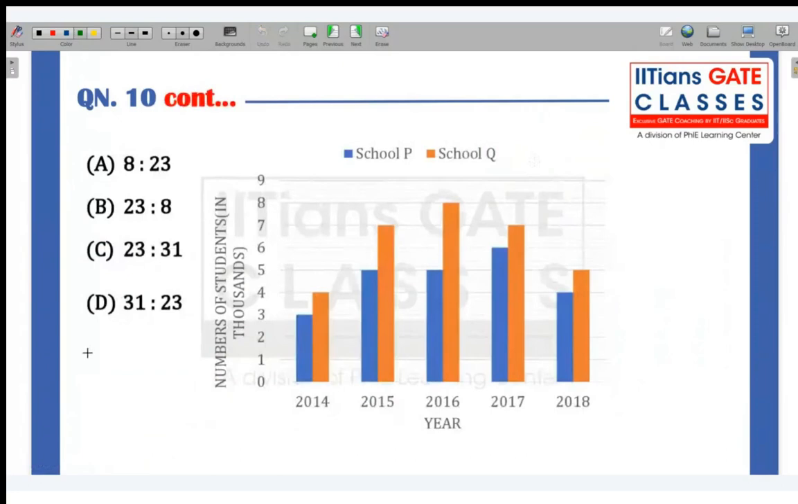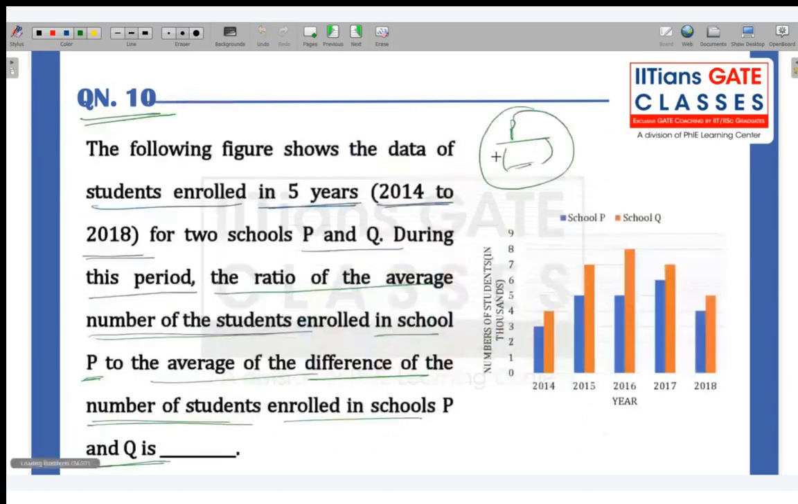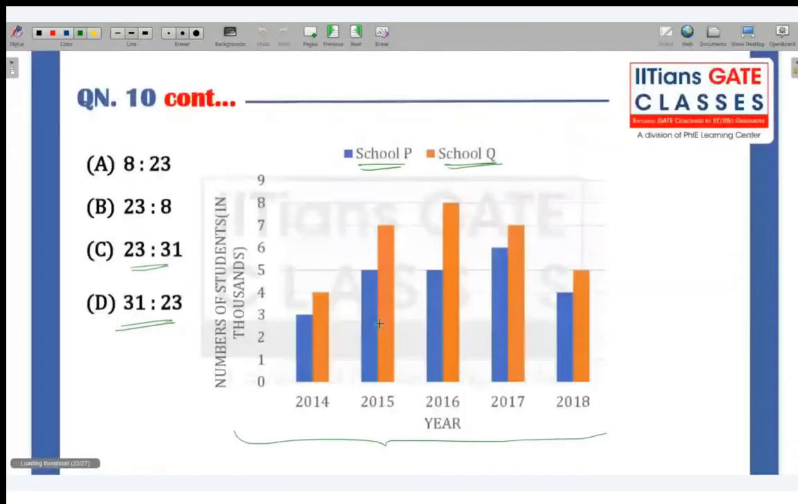The options given are 8 is to 23, 20 is to 8, and 23 is to 31. So can somebody try this question? By looking at this bar graph, just find the average of P and the average of Q as well, and find the ratio. The question asks for the ratio of the average number of students enrolled in school P. So P is this, and you can find the average.